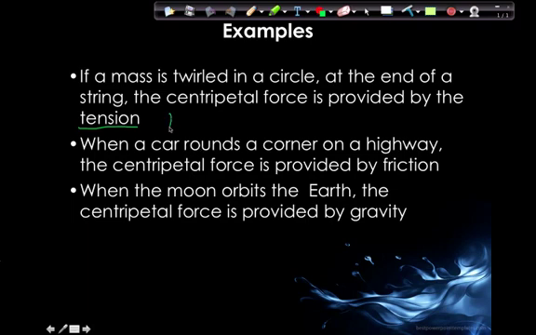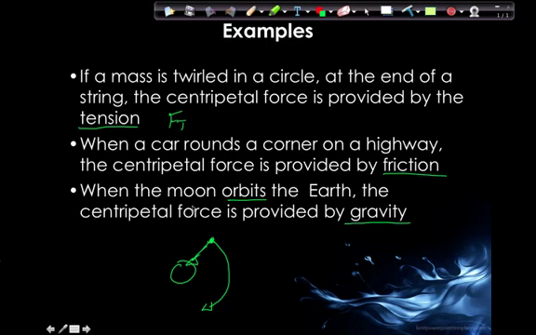So this is still a force that we've talked about before. It's not new. If I have a car going around a corner, the centripetal force is going to be provided by the friction. The friction is what causes that centripetal force and keeps the car moving in a circle. And if we have something that's orbiting, your centripetal force is caused by gravity. If we have a satellite out here, it's going to keep moving in a circular path because it's attracted to Earth. So it has gravity being applied to it.